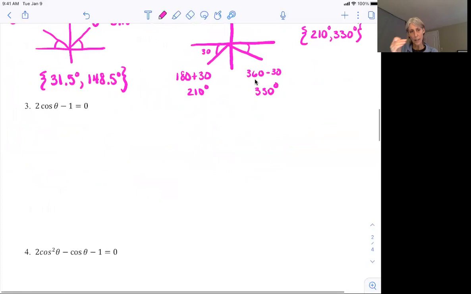Now let's jump down to a little bit more difficult of a problem. So now I have 2 cosine theta minus 1 equals 0. Remember, we're trying to get this by itself, just the cosine. Cosine theta by itself. So just like you would do with a regular equation, you're going to bring the 1 over and divide by 2.